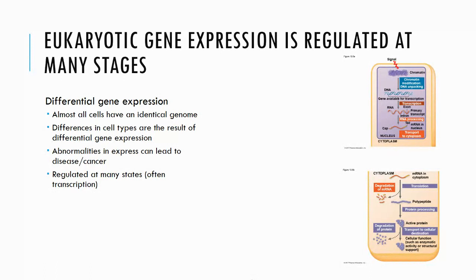So here is the situation. Almost all cells have an identical genome, and differences in cell types are the result of differential gene expression. Any abnormalities in expression can lead to disease or cancer, and it's regulated at many stages, which is most often going to be transcription. And so there's a sum up of those processes here in figure 18.6.